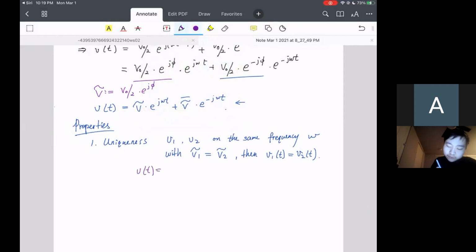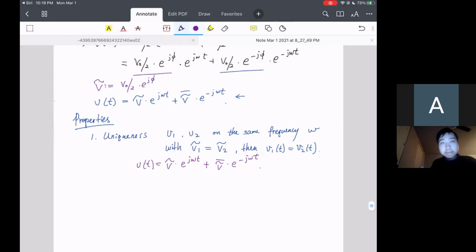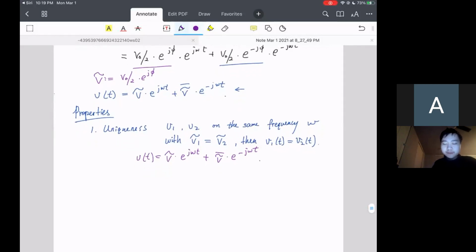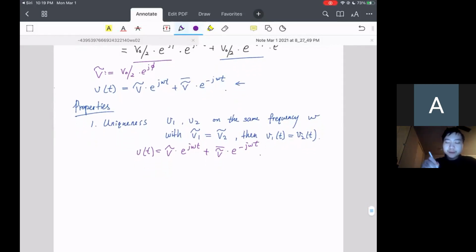The reason why this is true is that we just apply the formula that we just wrote above. V(t) is equal to V tilde times e to the j omega t plus the conjugate of V tilde times e to the negative j omega t. Since they're on the same frequency, the original inputs must be the same. Obviously these two inputs have to be on the same frequency for this to properly work.